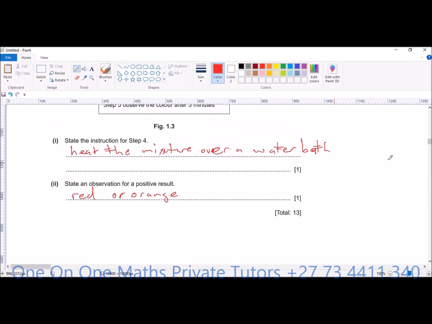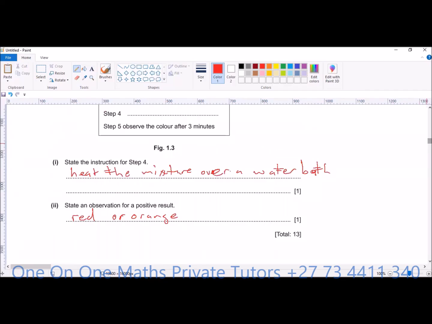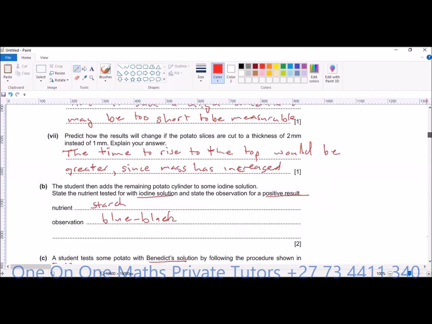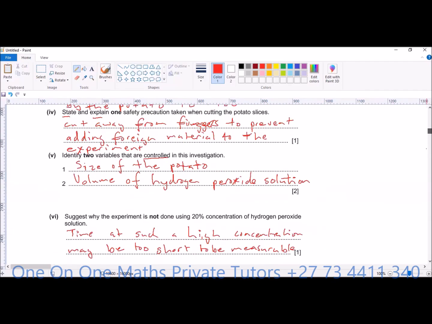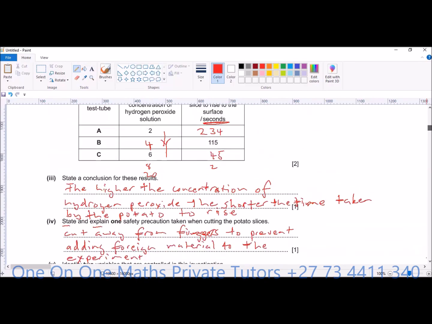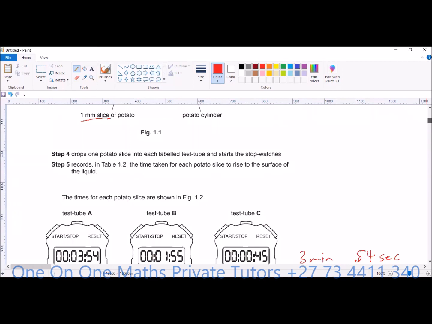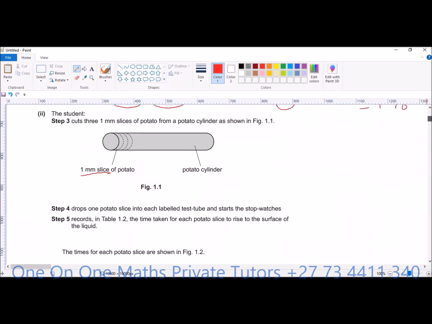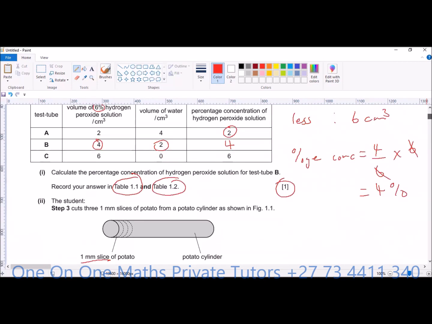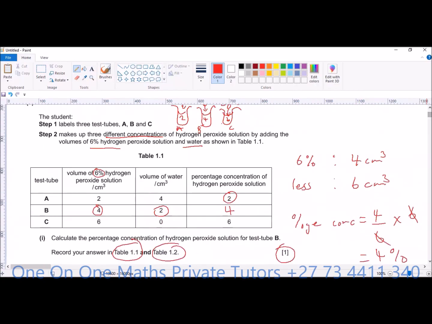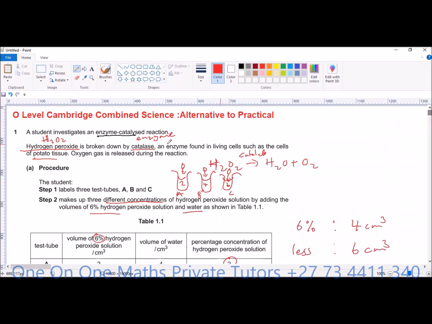The question is done. So, food tests, experimental results, control, reading time, converting time, precautions in an experiment, and concentrations. So this is what we are engaged in.